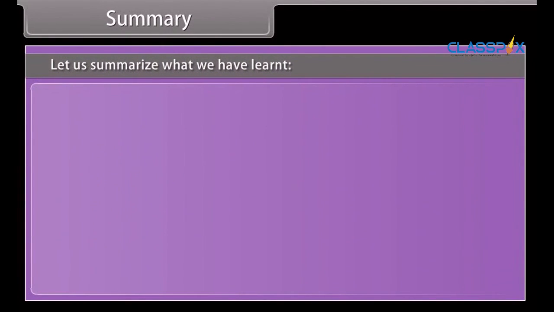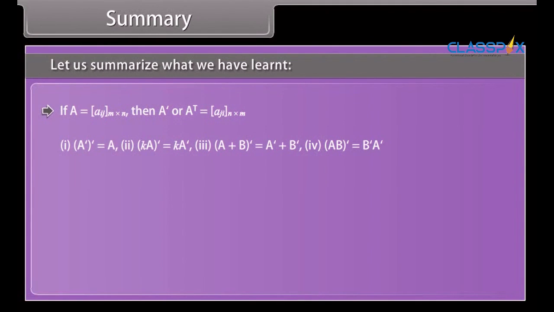Summary. Let us summarize what we have learned. If A is equal to A_ij, m by n, then A dash or transpose of A is equal to A_ji, n by m. Transpose of transpose of matrix A is equal to matrix A. Transpose of K into matrix A is equal to K into transpose of matrix A. Transpose of matrix A plus B is equal to transpose of matrix A plus transpose of matrix B.